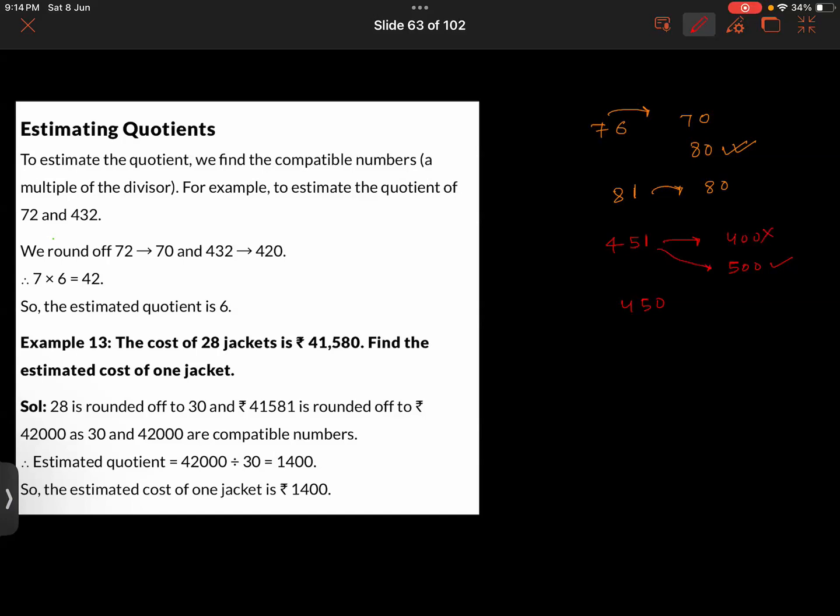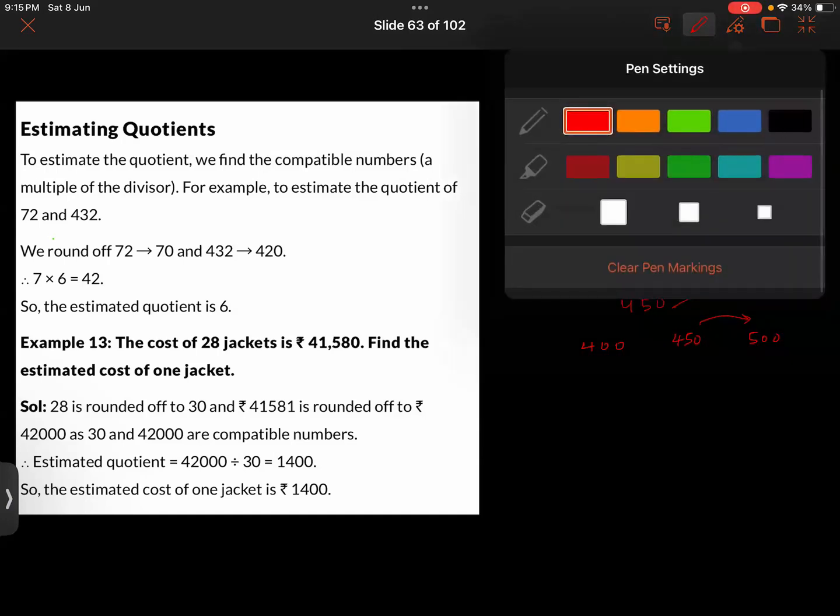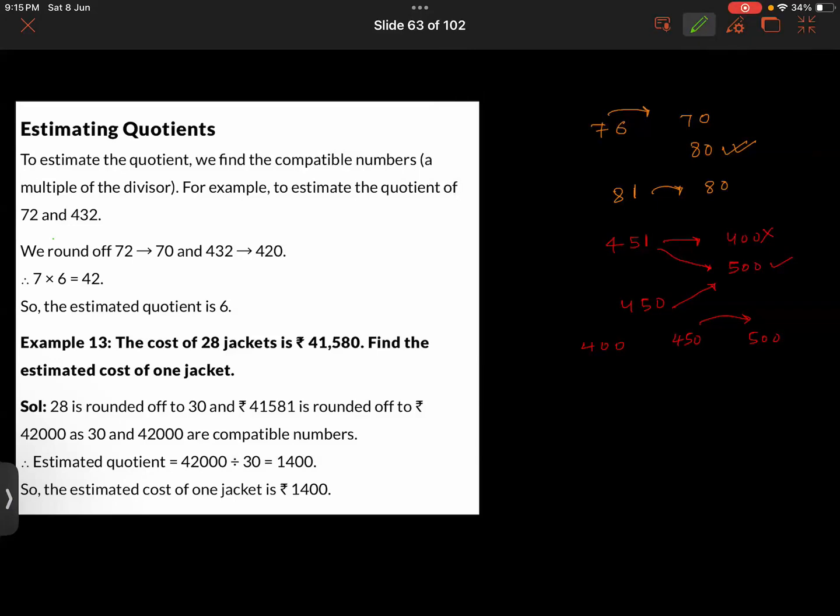No, it's not 400. Look at this. 450 also becomes 500. See, 450 is lying between 400 and 500. It's lying in the middle. And we have learned that whenever a number lies in the middle of two numbers, then it is rounded up to the bigger number, that is towards 500. Having learned that, let us learn about estimation of quotients.